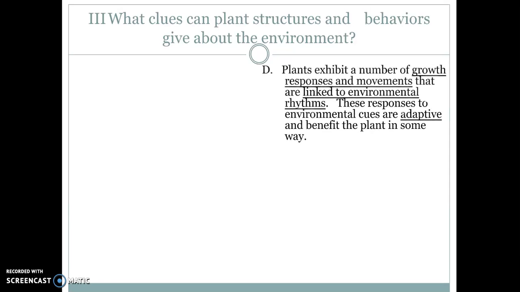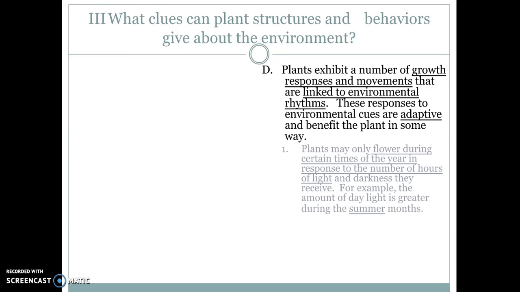Plants exhibit a number of growth responses that are linked to environmental rhythms. A lot of times plants do funky things based off of their particular environment. Plants may only flower during certain times of the year as a response to the number of hours of light and darkness they receive. For example, the amount of daylight is greater during the summer months, so our plants are mainly going to flower in the spring and summer.